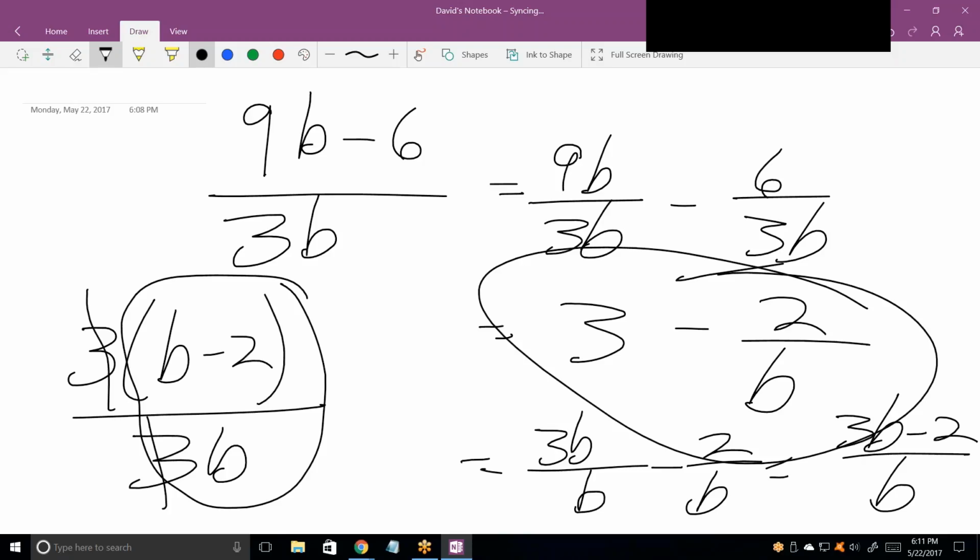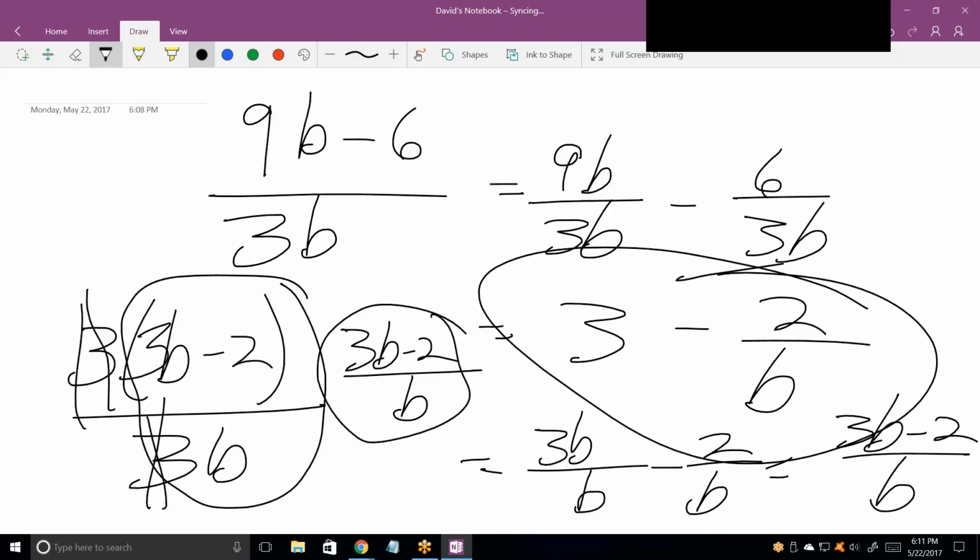What did I do? That is, I didn't factor it right. 3b minus 2, the 3's still cancel, and you could have an answer 3b minus 2 over b, which is the same as what I have circled on the right. Oh, right, okay. Gotcha. That's the only difference.